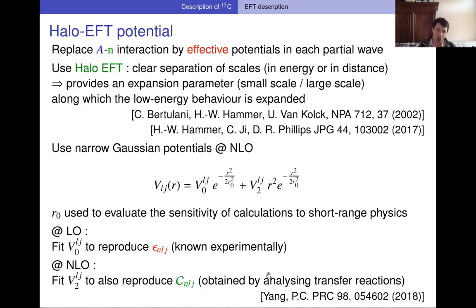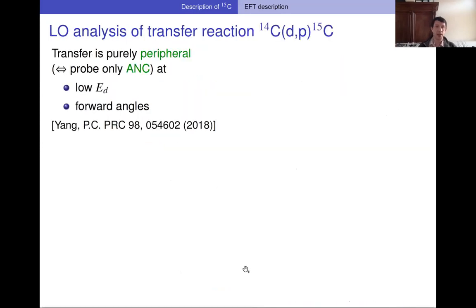And Jie-Cheng Yang, during his PhD, developed a nice idea to extract that reliably from the analysis of transfer reactions. The case we study, which I will summarize here, is the reaction carbon-14 (d,p), so neutron transfer from deuterium to carbon-14. And what Jie-Cheng has shown is that the reaction is purely peripheral, so you probe only the ANC of carbon-15, if you go to low deuterium energy, so lower energy reactions, and you look at forward angles. So you select your data at very forward angles.